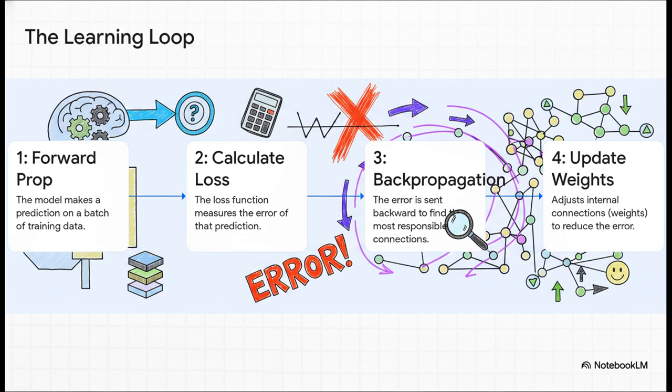Third, and this is really the secret sauce, is something called back propagation. Imagine a detective tracing the crime back from the result. It sends that error backward through the whole network to figure out which connections were the most responsible for the mistake. And finally, step 4, it adjusts those connections, we call them weights, just a tiny bit so that next time the guess will be a little less wrong. You do that 1,000,000 times and boom, that's learning.